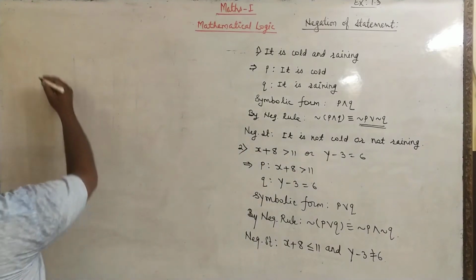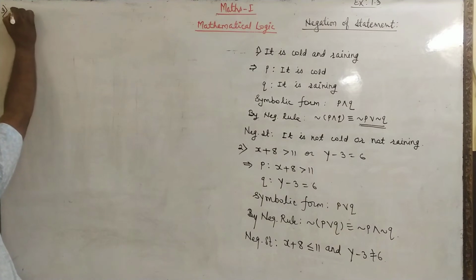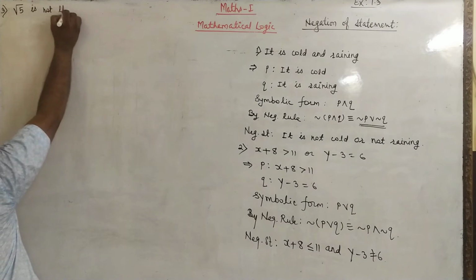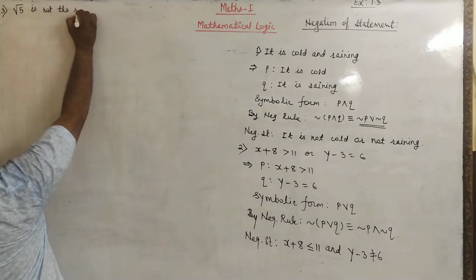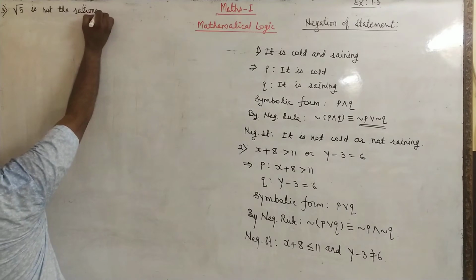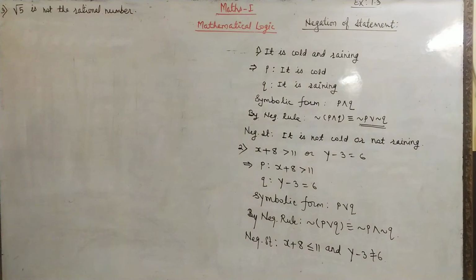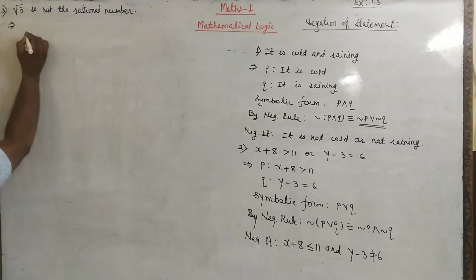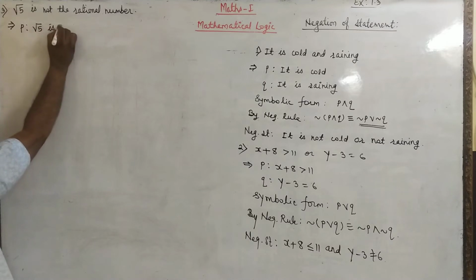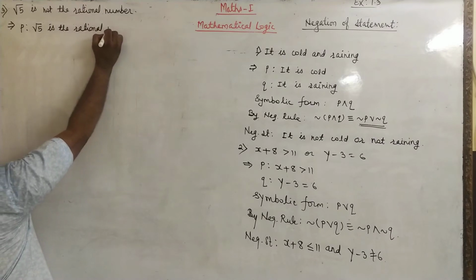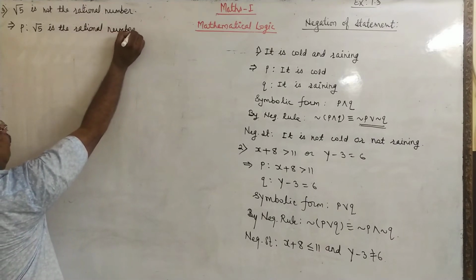Now the third one: root 5 is not the rational number. Okay, write down the statement P. Write down positive statement. Statement P is root 5 is the rational number.